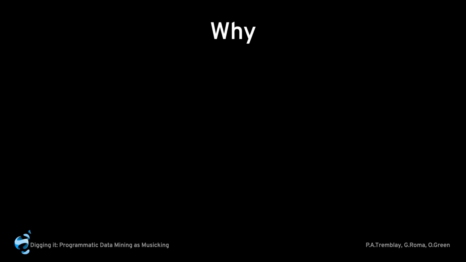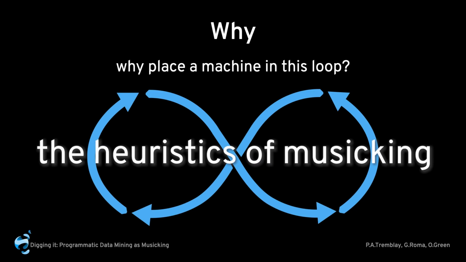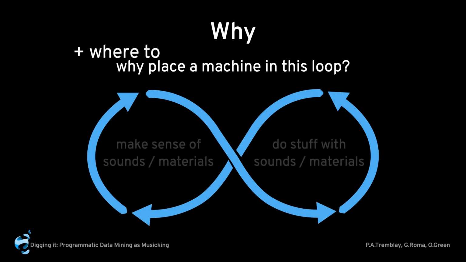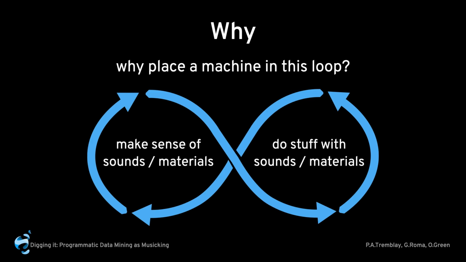The bigger question is why place a machine in this loop of heuristic of musicking, and where to place the machine and how to use the machine in the dynamic system of making sense of the material we have as we make music and vice versa.